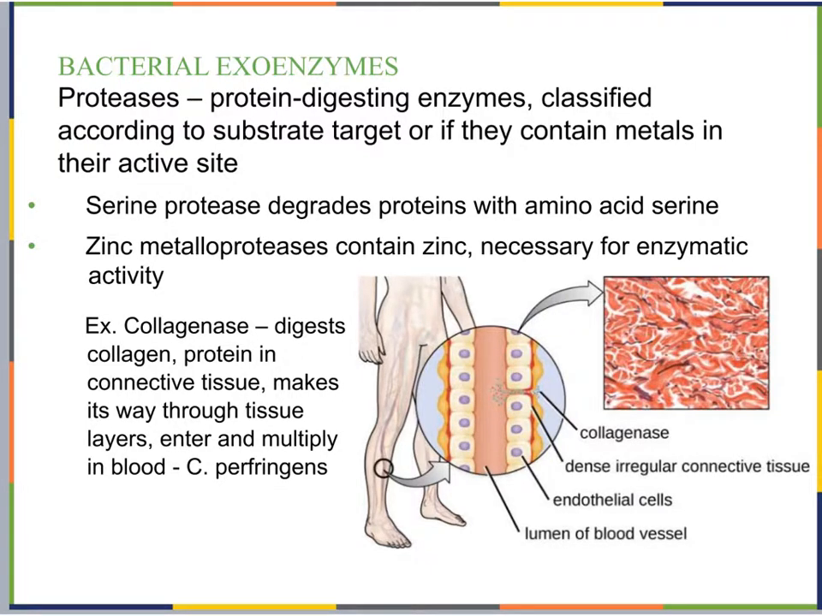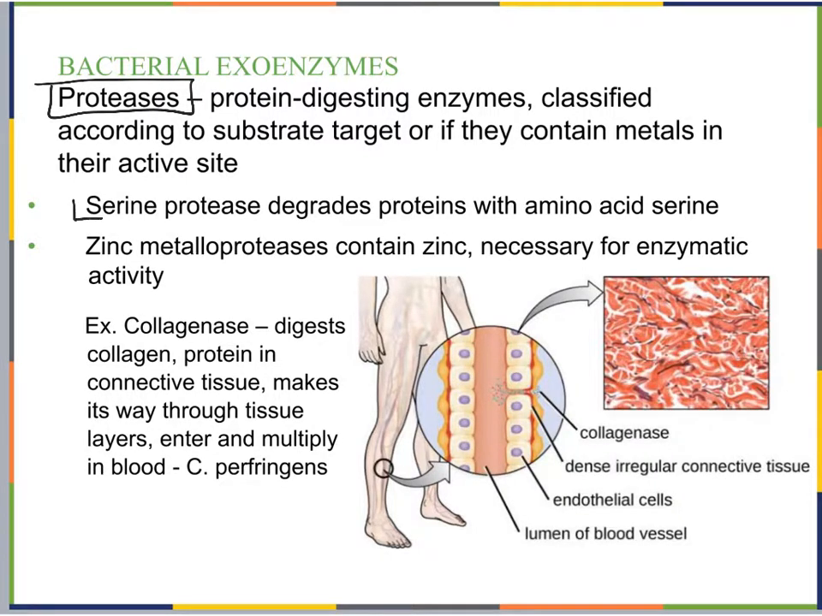Another example of a bacterial exoenzyme are different proteases. Proteases are enzymes that digest proteins. There are several different types of proteases, and typically they're classified according to their substrate target, or if they contain metals in their active site. So this is why we need vitamins and minerals, for example. We need those minerals in very, very small trace amounts, but we need them for proteases within our body, and different pathogens also need minerals so that they can utilize them in their proteases as well.